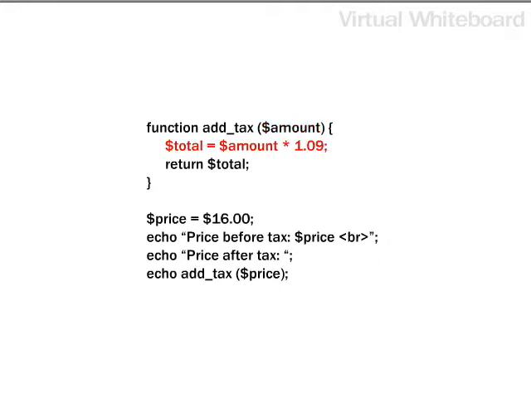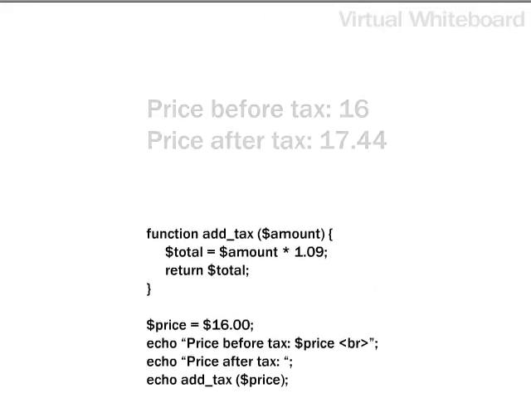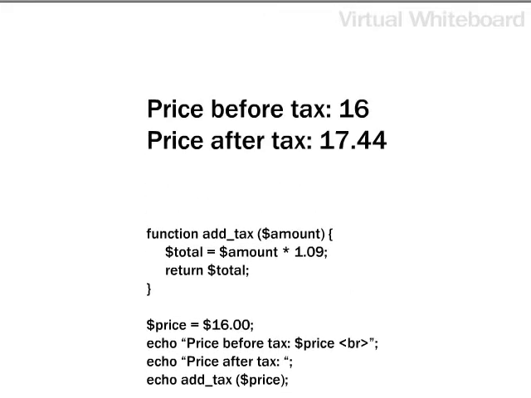The first line of the function code is just a simple calculation that multiplies the amount by 1.09, which is basically the equivalent to adding 9% to that value, and then it assigns the result to the total. The return keyword is followed by the value that is to be returned when the function is called from within the script. Running this example produces this output.